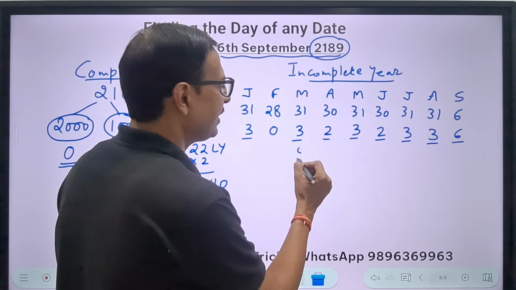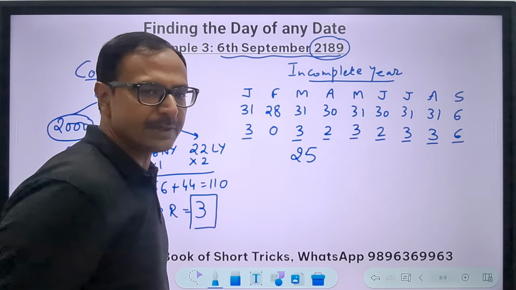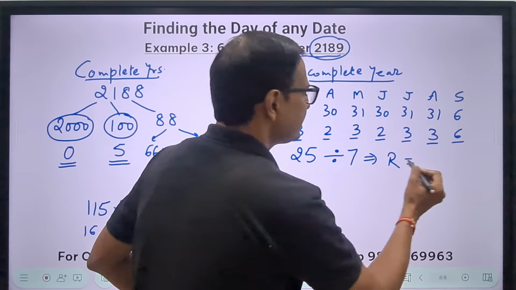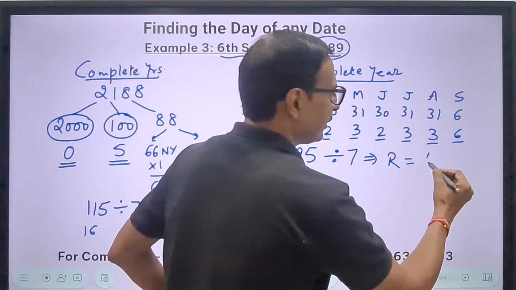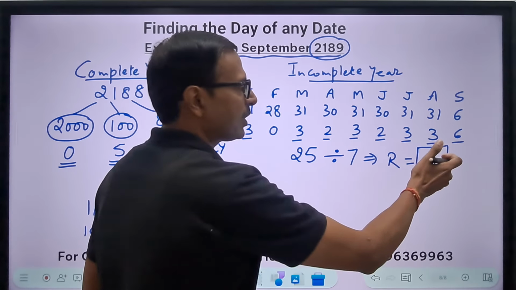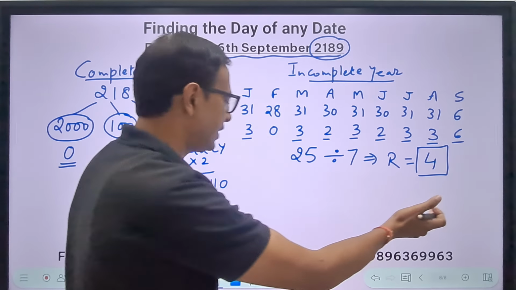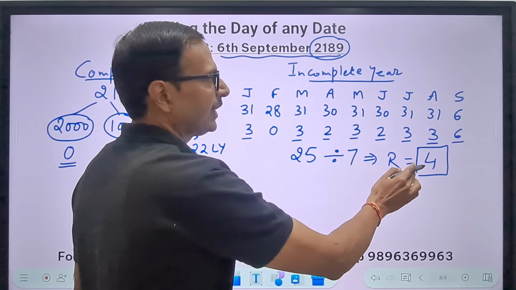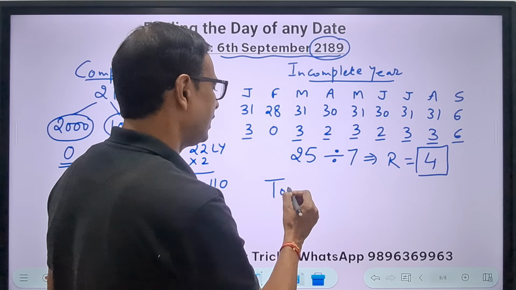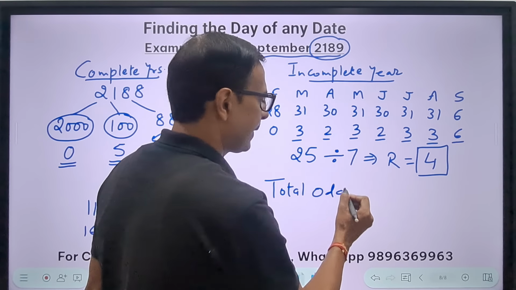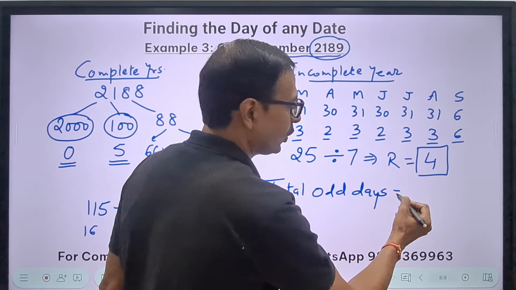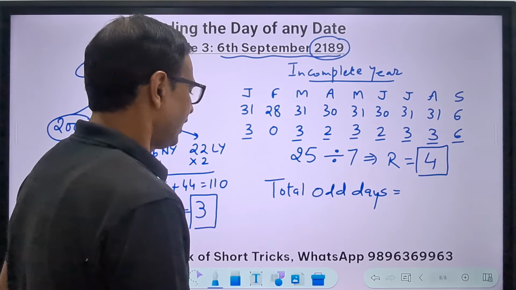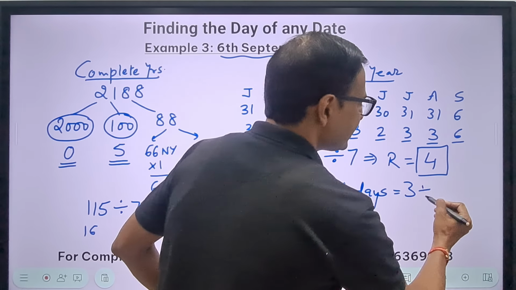So you have 25 odd days in the incomplete year, and 25 is greater than 7, so divide it by 7 and get the remainder. 7 3s are 21, so 4 remainder. Now this is what I wanted, the number of odd days in the incomplete year. For the complete years it was 3, and for the incomplete year it is 4. So total odd days are, see, you don't have to write anything, this is just for your reference. If you have to do it in the exam, you don't have to write all this stuff. Right, so 3 plus 4, 7 odd days.